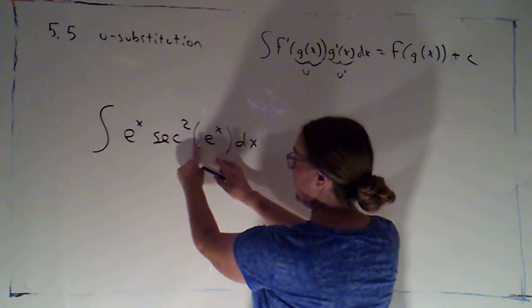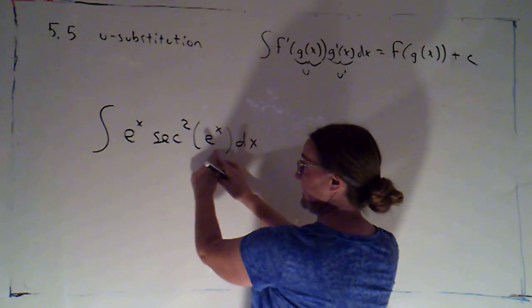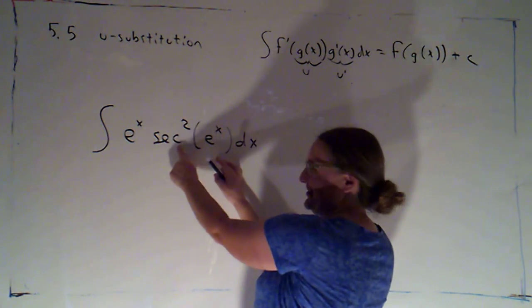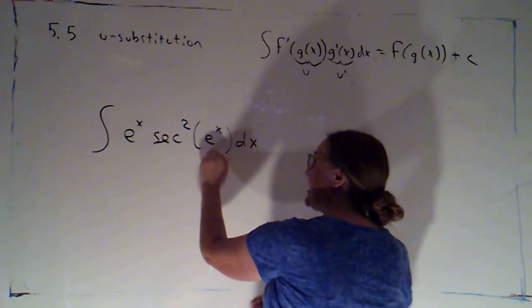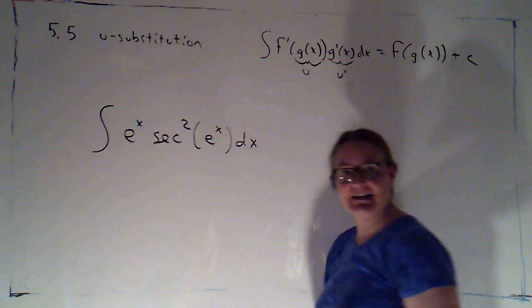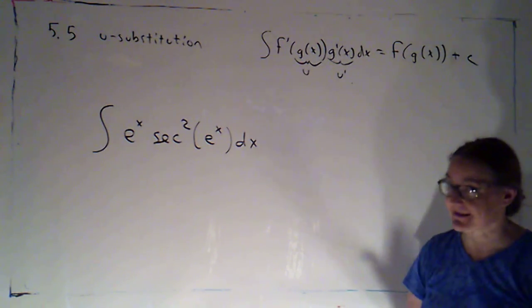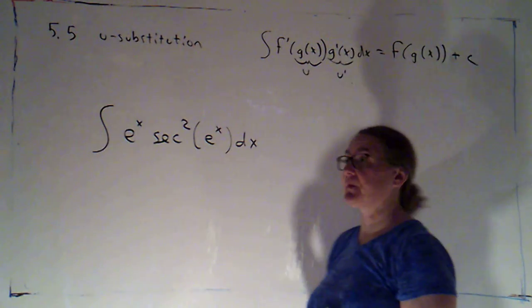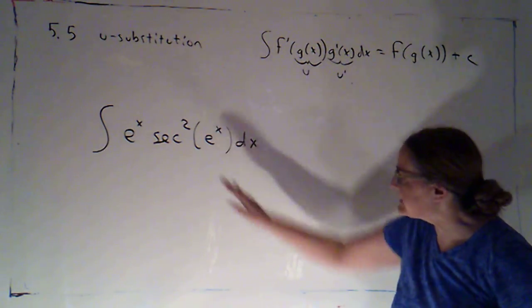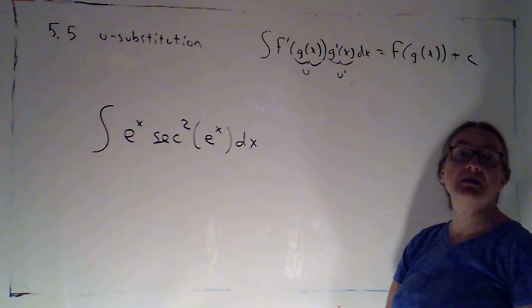Do be very careful. This is not secant squared times e to the x. Trig function has to have an input. There's only one x. This can't be a product of two functions. This is plugging e to the x into the secant squared function. And that's the second thing I'm looking for. One of the factors is a composition. Okay, so that's e to the x being plugged into secant squared.